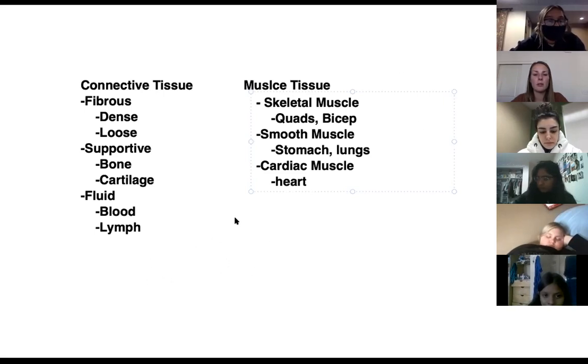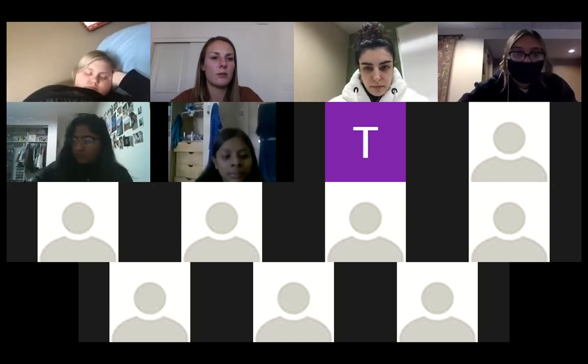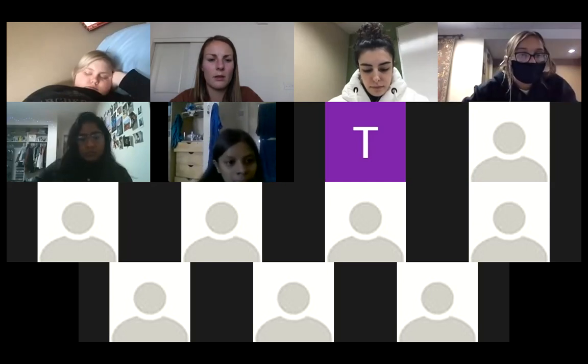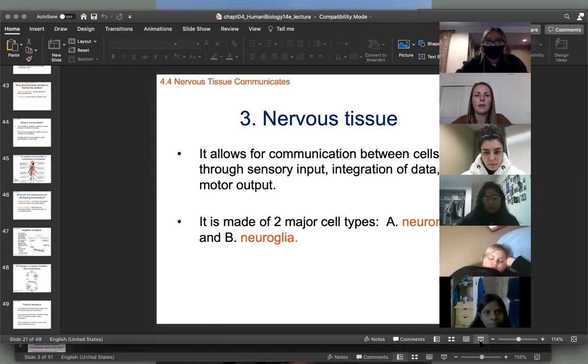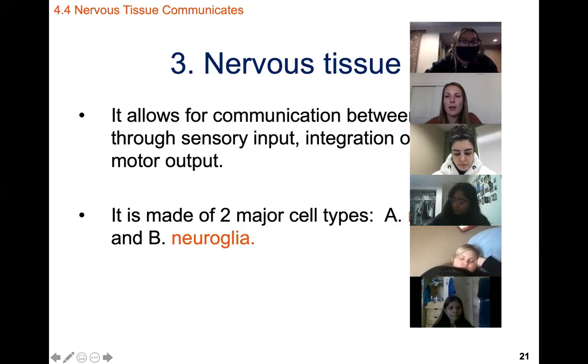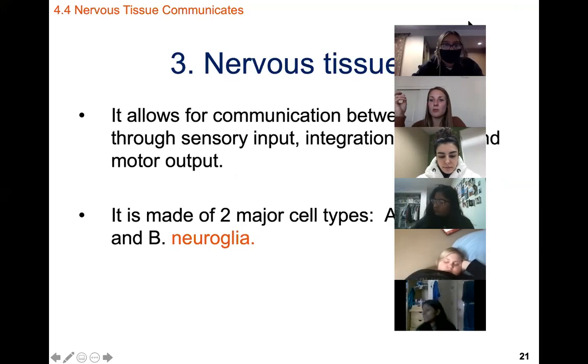Okay, we're next going to talk about the nervous tissue, and we'll talk a little bit about that right now. Your nervous tissue allows for communication between cells and through sensory input, integrated data, and motor output. This is what allows for your sensations, your feeling, the things that your senses are doing, okay?